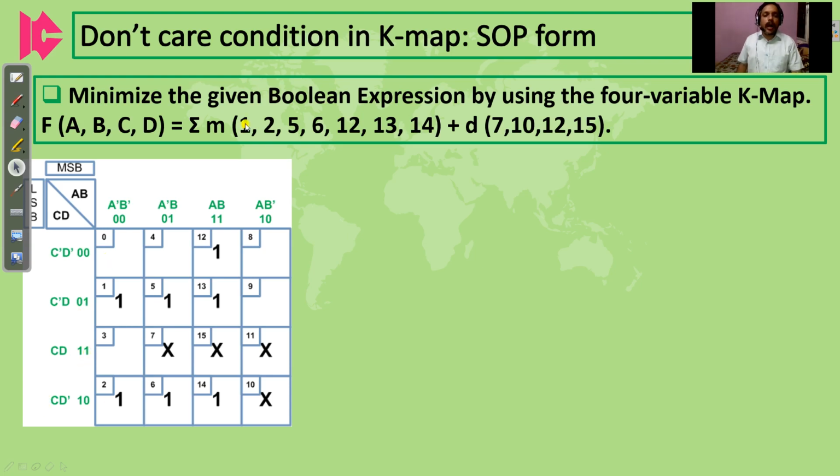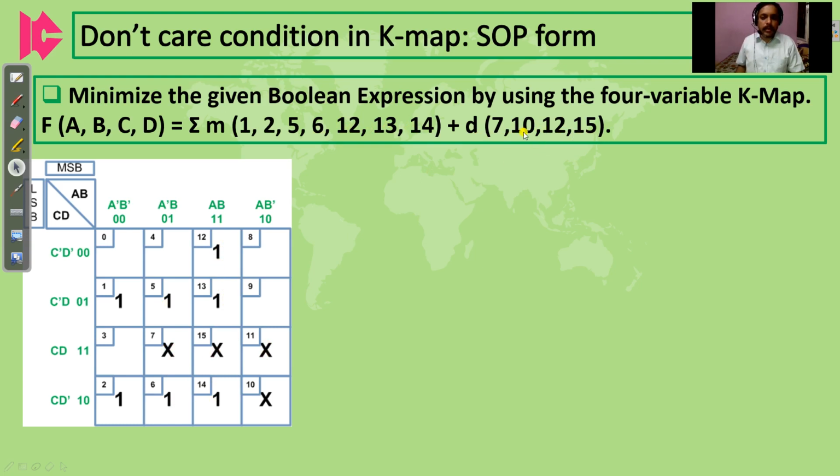See, the output is 1 at block number 1. So this is 0, 1, 2, 3, 4, 5, 6, 7, 8, 9, 10, 11, 12, 13, 14, 15. The output is 1 at 1, 2, 5, 6, 12, 13, 14, and don't care is at 7, 10, 12, 15.